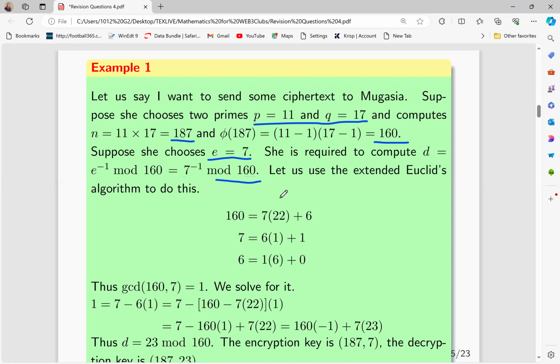Now this inverse, I said, she could use the Euler theorem or the extended Euclid's algorithm. She could use any method that we've learned. We've learned the extended Euclid's algorithm, the one I've written here, or she can use Euler's theorem.